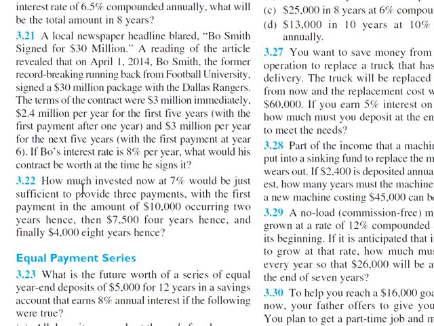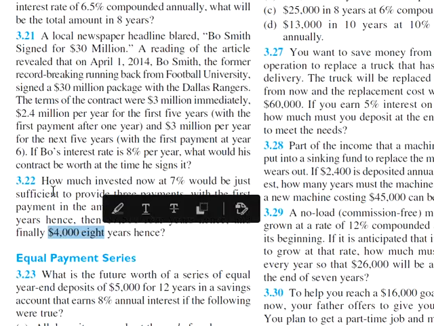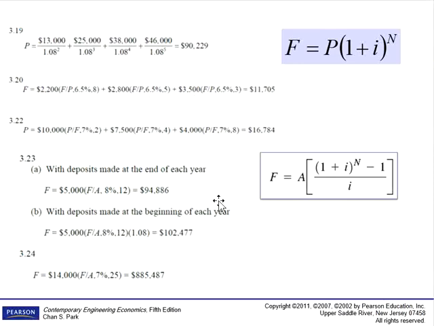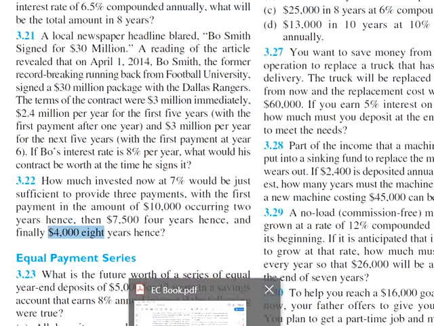At 7% would be just sufficient to provide 3 payments. This is similar to the previous question. You have to find P, with the first payment occurring 2 years hence, then 7,500 at 4 years, and finally 4,000 at 8 years. So how much must you invest now in order to get these payments at different time periods? Using the same basic formula, we can calculate the present value P equal to F over (1 plus i) to the power n, with n is 2, n is 4, and n is 8, and then this will be our final answer for 22.